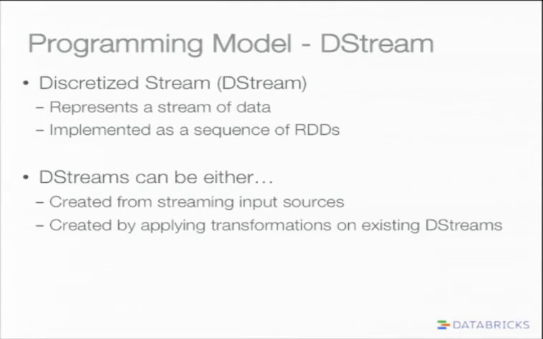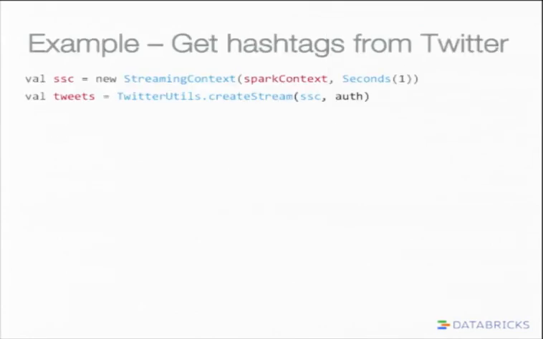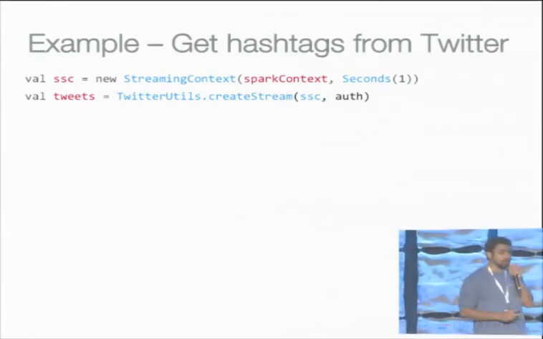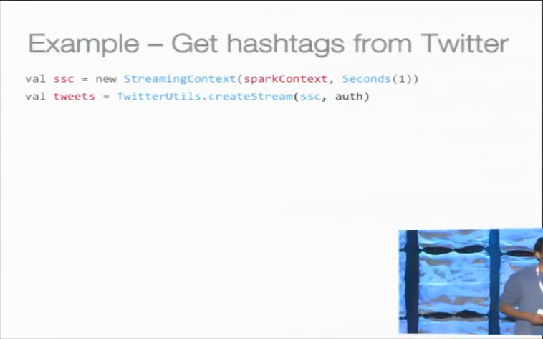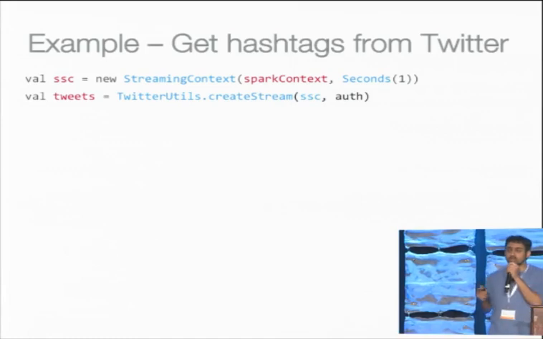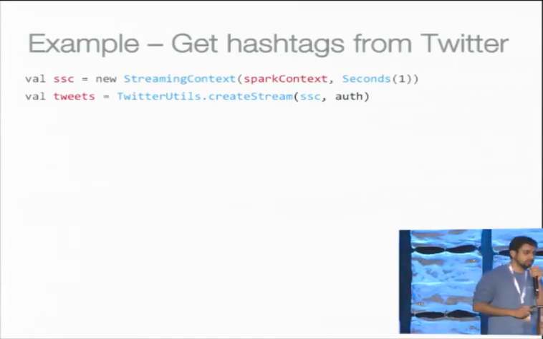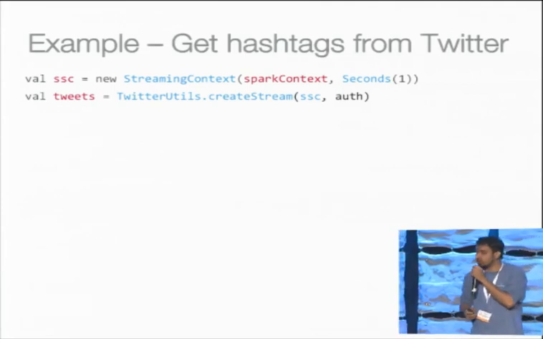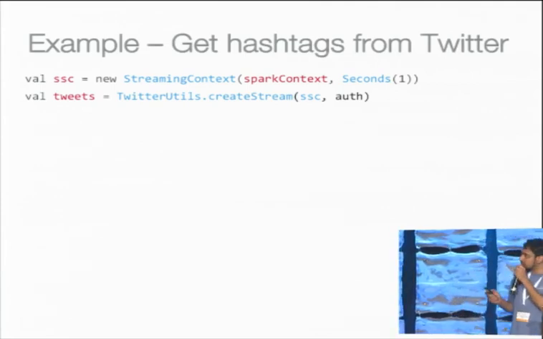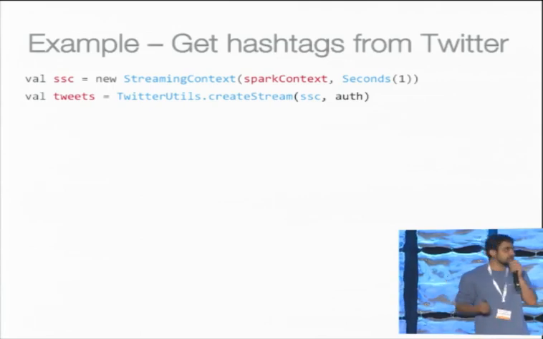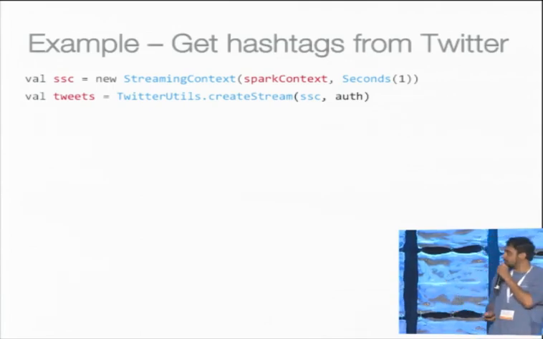So let's see in action what a streaming program looks like. Similar to a Spark program with a Spark context, you first have to create something called a streaming context, where you specify the batch size that you're going to use. In this case, we are using 1 second. And to create a streaming context, you need a Spark context as well. I'm assuming that has already been created.